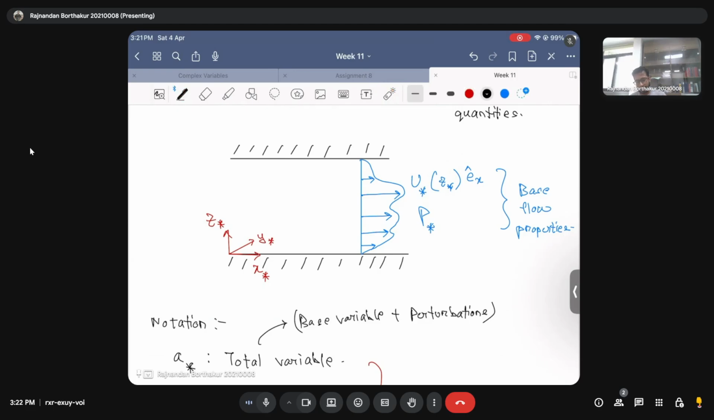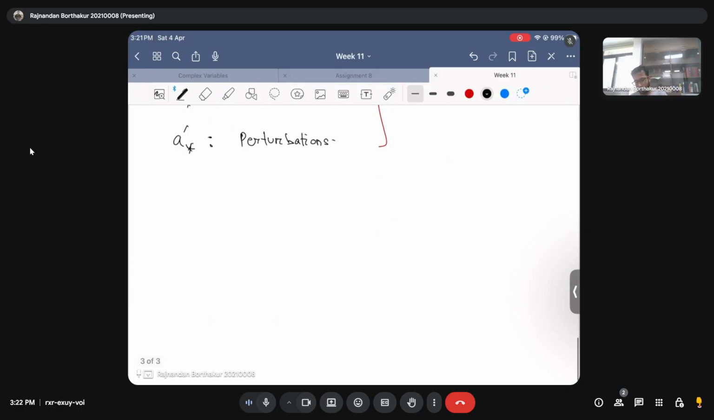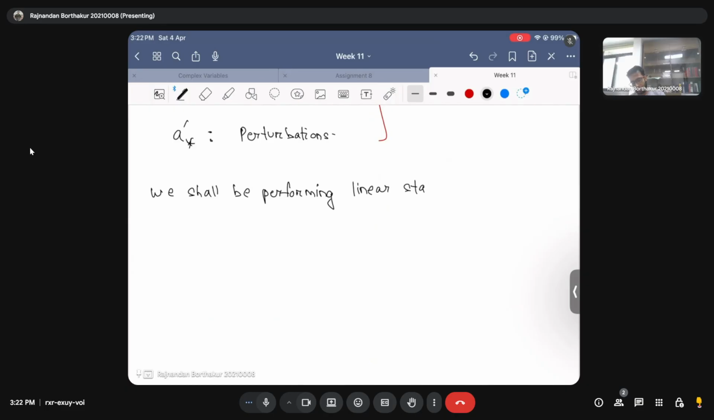Now what we'll do is something that we have seen in the lecture series as well. So we will be staying in the realm of something known as linear stability analysis. Okay, so I'll write it down. So we shall be performing linear stability analysis.